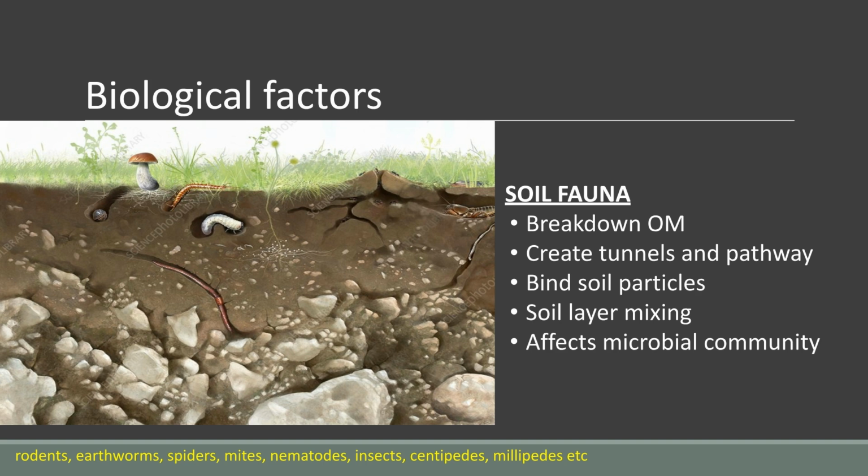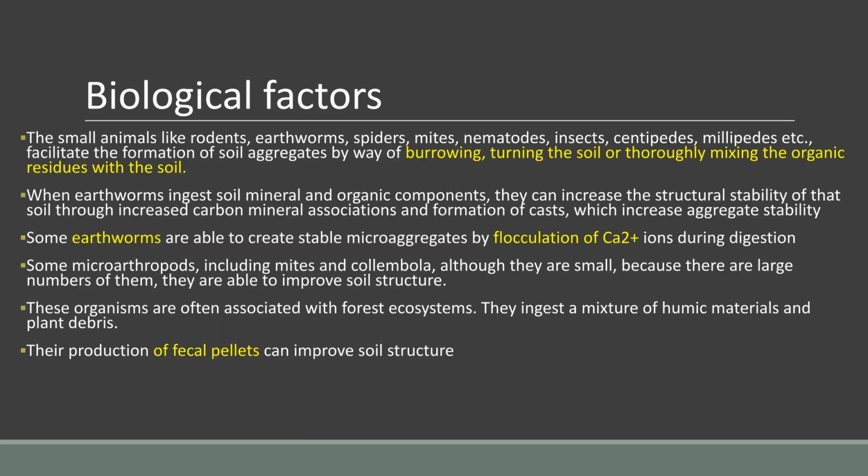Soil fauna, including rodents and insects, break down organic matter, create tunnels, bind soil particles, and mix soil layers. They also affect the microbial community. Small soil fauna, through burrowing and mixing organic residues, facilitate aggregate formation. Earthworms increase structural stability through casts and flocculation. Microarthropods also improve soil structure via fecal pellets.